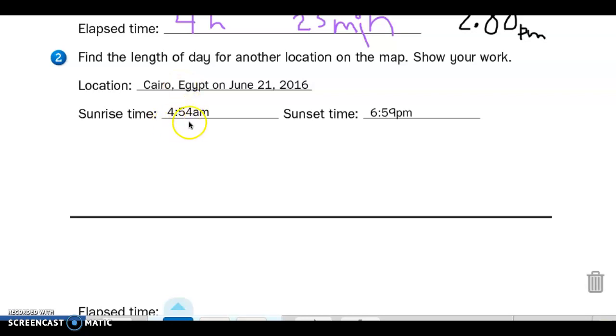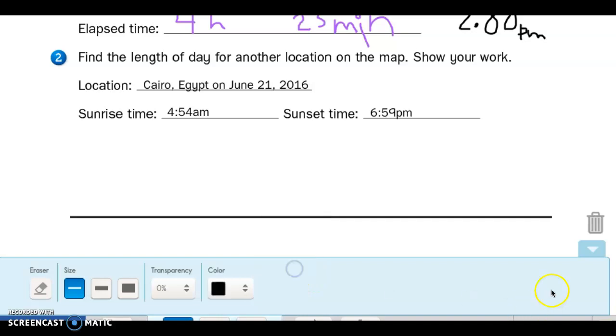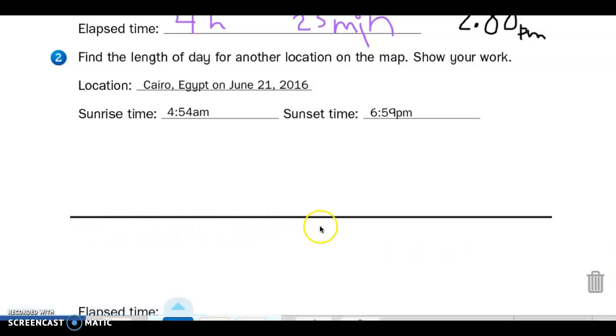The sunrise was 4:54 a.m. and the sunset was 6:59 p.m. So you are going to try this one on your own, but I'll help you set it up. If you would like to find a different one on your student's reference book page, please go ahead. But I have drawn my line in for my elapsed time, my open line. And remember, sunrise, this is the time it started, 4:54 a.m. or p.m.? A.m. because it happened in the morning. And then my sunset, the time the sun set, was at 6:59.